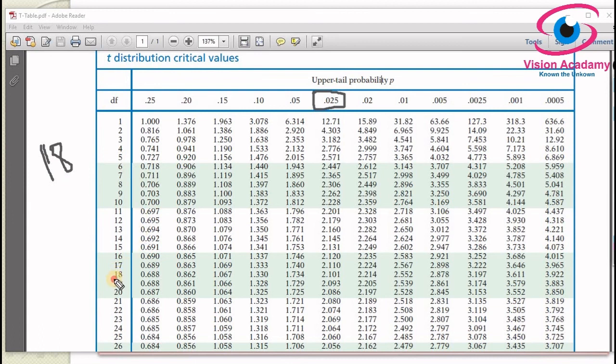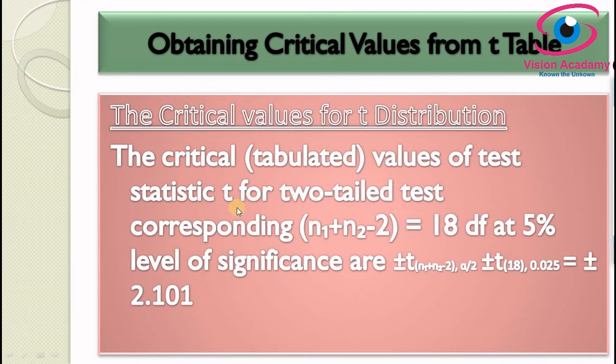So now we have to look for the critical value for 18 degrees of freedom at 0.025 level of significance. This is the value, the corner value of the degree of freedom, the critical value for our problem. So for this problem, the critical value is 2.101. In this way we obtained the critical value. Also we have the tested value. Now we have to compare the critical value with the tested value so that we can arrive at a conclusion.